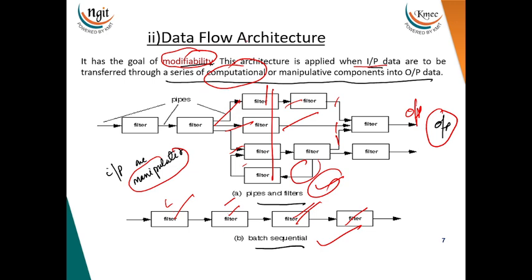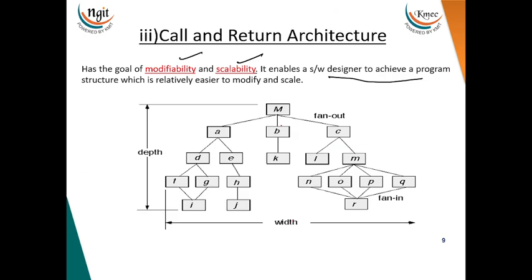When you do computational data flow architecture, this is computation or manipulation of data. It is divided into two parts: pipeline filter, and the other one is batch sequential, correct? Call and return is nothing but modifiability and scalability. At any given time, software is designed to achieve a program structure that is relatively easy to modify. This is your width, this is an input, and I'll show you all of those. This is the depth, this is fan out, fan in. I'll give you all those things in the next slides.